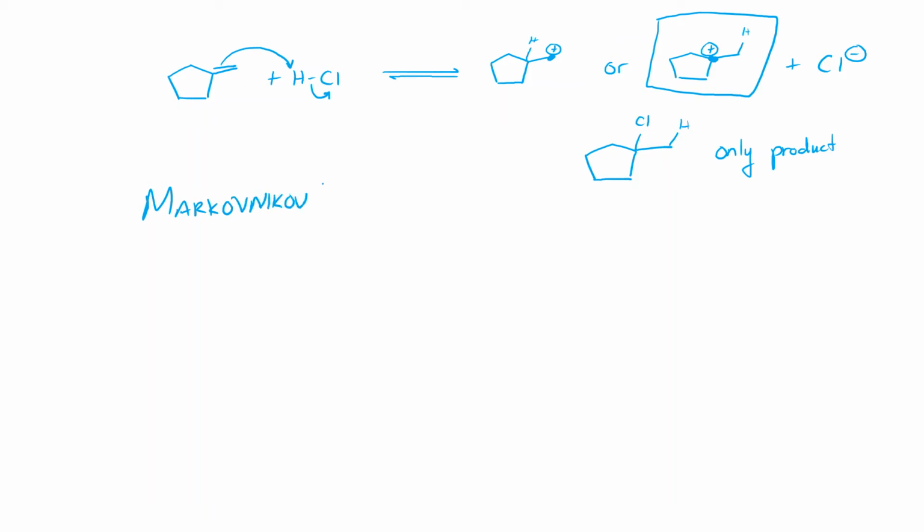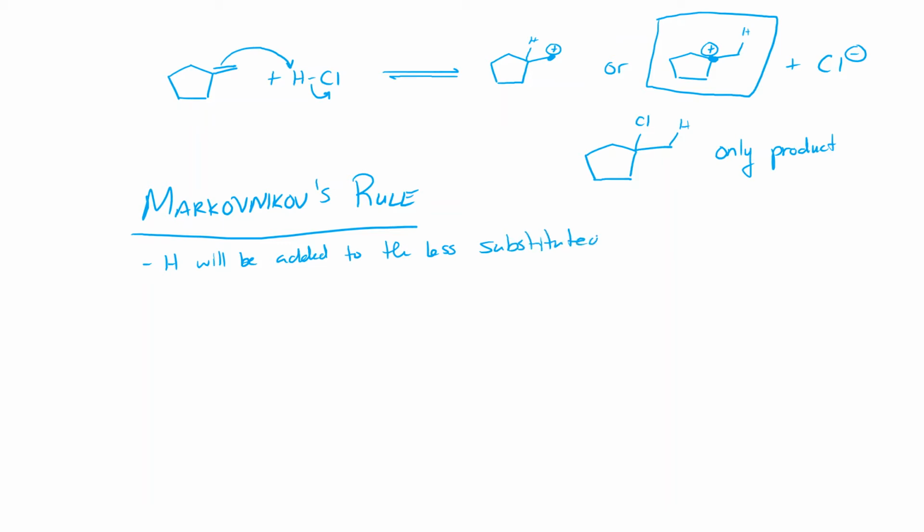Markovnikov was, of course, a Russian scientist. And Markovnikov's rule says that the hydrogen will be added to the less substituted carbon of the alkene. Okay, so what does that mean?